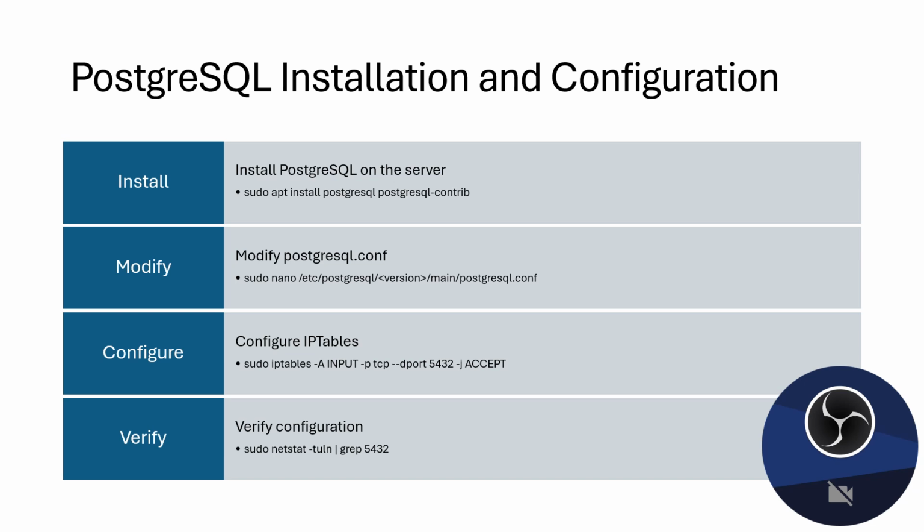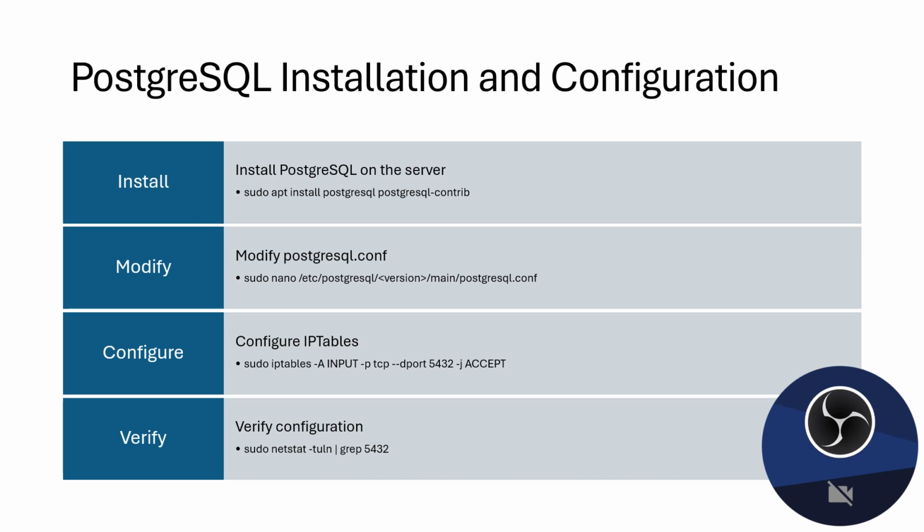Next, after we modify our configuration files to our desired wants or needs, we are going to configure our iptables rules. And to do this, we are specifically going to open our port up. So we will use the command sudo iptables -A INPUT -p tcp --dport 5432 -j ACCEPT.